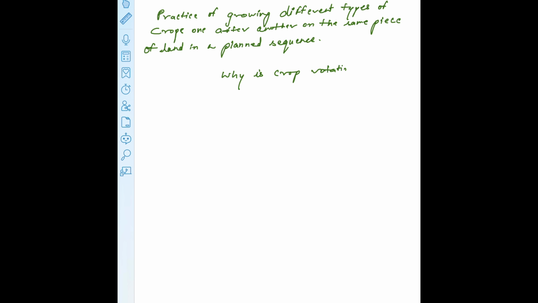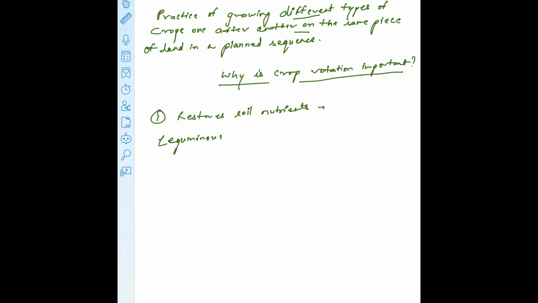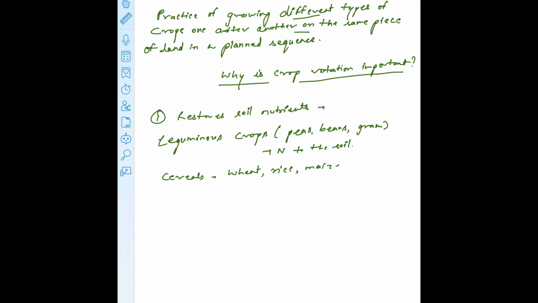Now the question comes, why is crop rotation important? It restores soil nutrients. So different crops need different nutrients. For example, leguminous crops like peas, beans, gram add nitrogen to the soil. Cereals like wheat, rice, maize use up nitrogen.